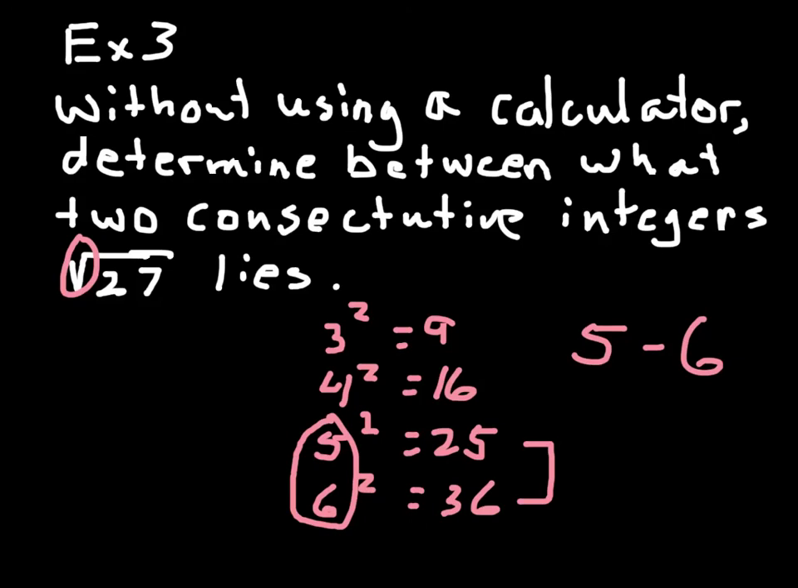Now, just to reason this out a little bit, would the square root of 27 be closer to 5 or would it be closer to 6? Well, it's probably going to be closer to 5 because 5 squared is 25, and notice we have 27. It's going to be closer to 5 than it is to 6. Maybe a 5.2 or something like that. So the topic here was square roots and higher roots.